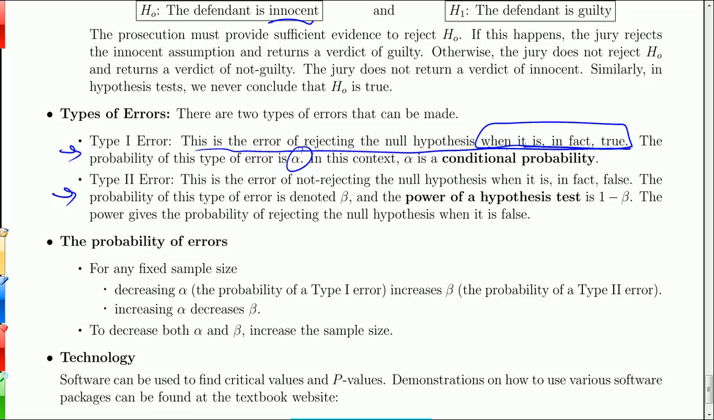A type 2 error is not rejecting the null hypothesis when it's false, right? And that's always a possibility as well. The probability of this is denoted beta. Calculating beta is difficult to do. The power of the hypothesis test is 1 minus beta. We're not going to talk too much about beta. But there is a relationship between these two probabilities. So we have a probability of making one error and a probability of making another error.